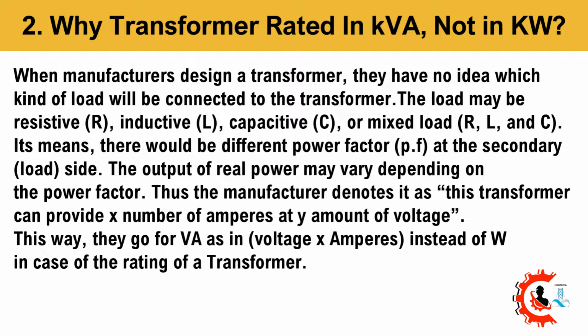Thus the manufacturer denotes it as: this transformer can provide X number of amperes at Y amount of voltage. This way, they go for voltage amperes, as in, voltage multiplied by amperes, instead of watts in case of the rating of a transformer.